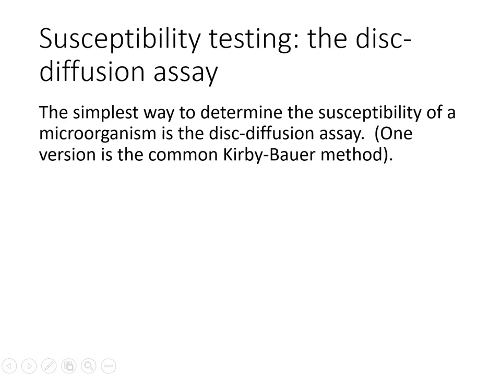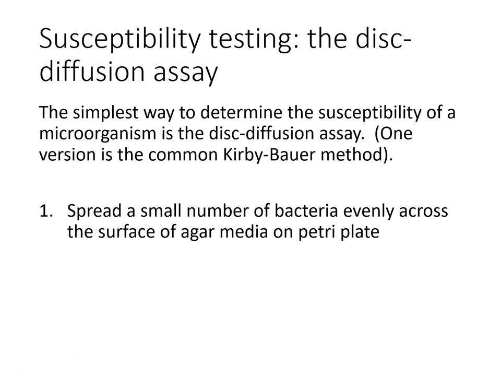Okay, what do you do in this assay? First, you take a petri dish with media on it, and you spread bacteria all across the surface. You cover the whole surface of the petri dish with a small number of bacteria so that when you incubate them, they will grow all over the surface of the plate. That's what you're looking for.